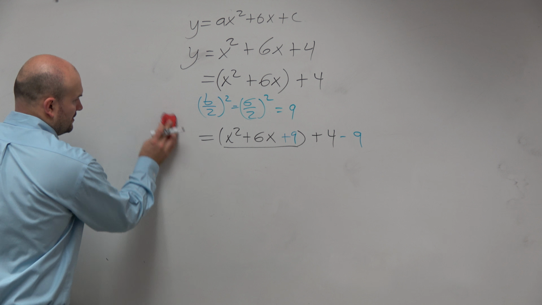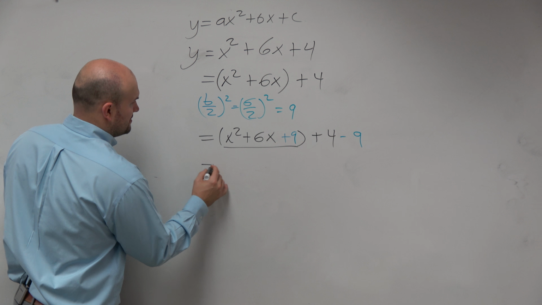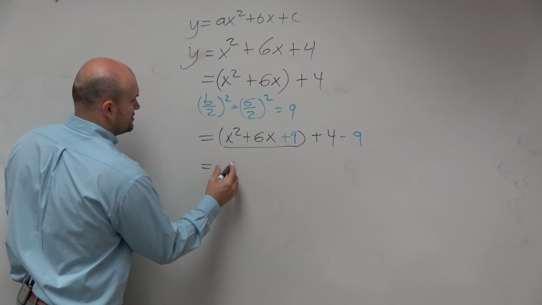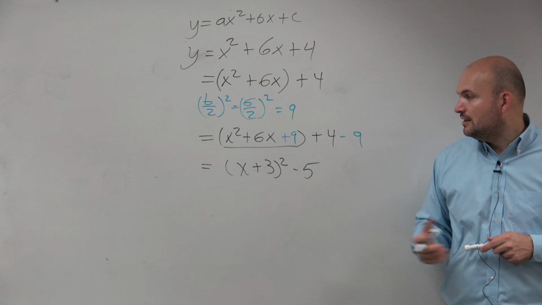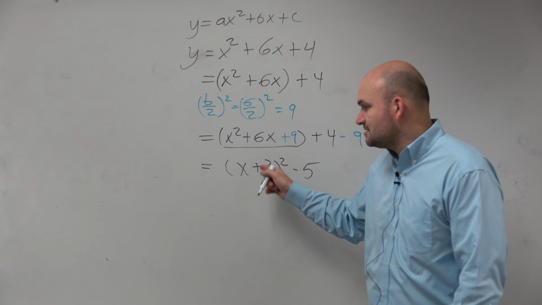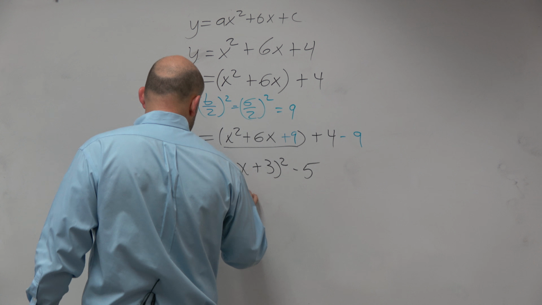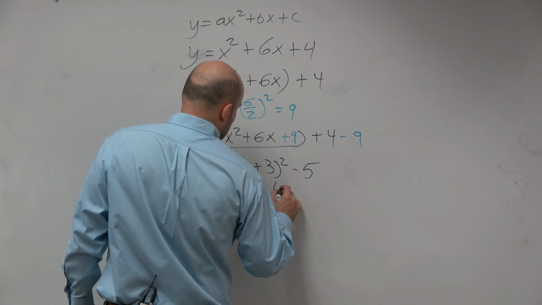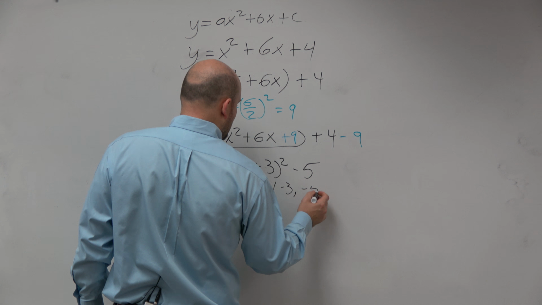OK. Now let's simplify this. So this is x, middle term is positive, plus 3 squared. 4 minus 5 is going to be a negative 5. And there you go. Now it's in vertex form. Magic. OK, now let's go and identify the vertex, h and k. So I say my vertex is negative 3, comma negative 5.